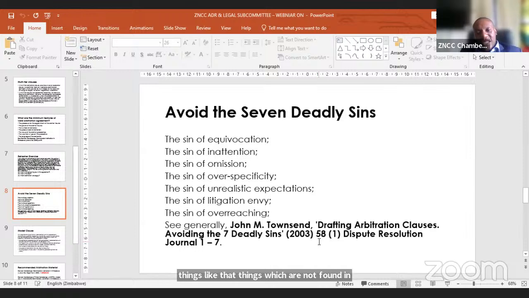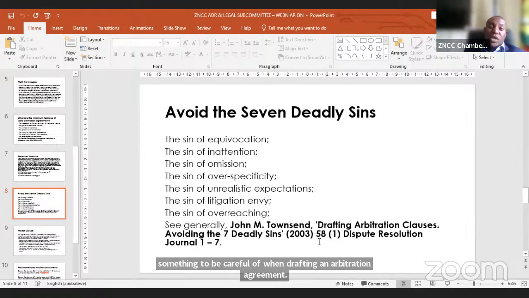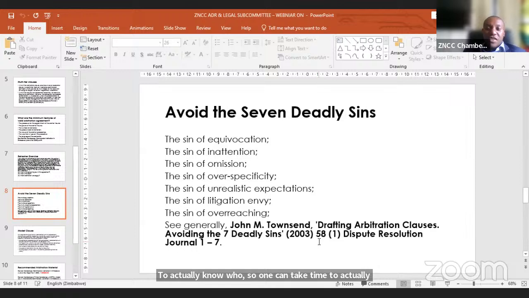So this is having litigation envy. We need to avoid this type of envy for litigation, or bringing in these technical things. And unfortunately, you find that most retired judges, when they now become arbitrators, tend to conduct proceedings this way. So it's something to be careful of when drafting an arbitration agreement, to actually know the rules. One can take time to study and know the rules. So if a firm is big enough to have a department, this is something that the department or the interns and associates can venture into or look at.